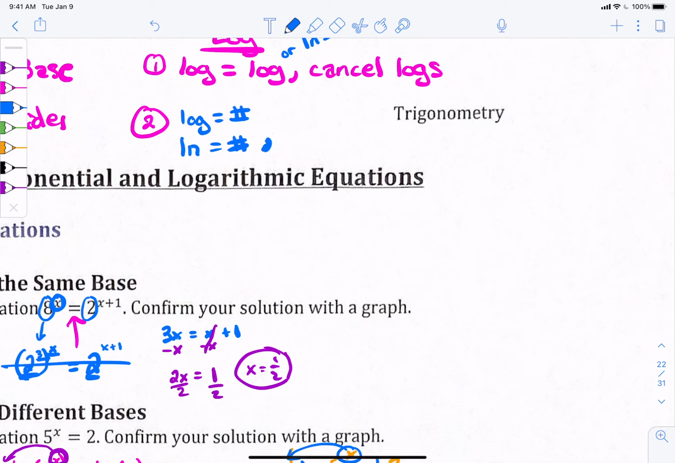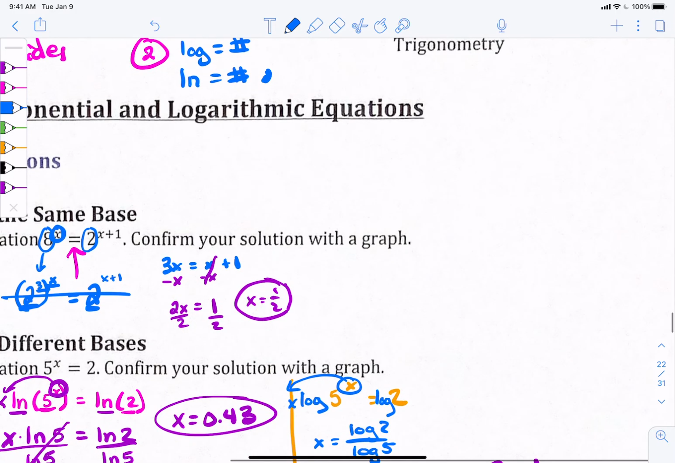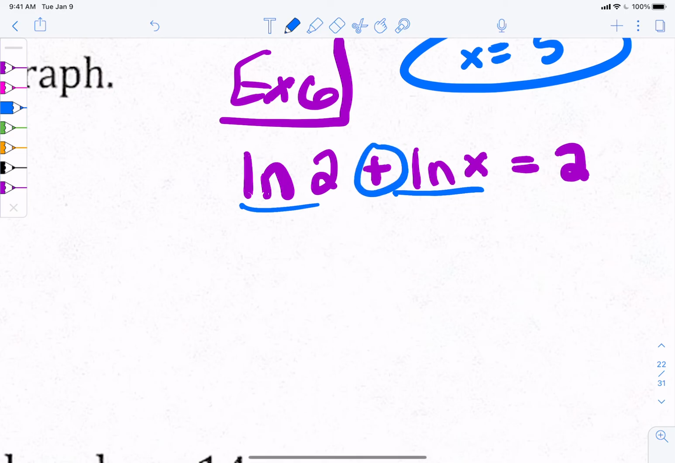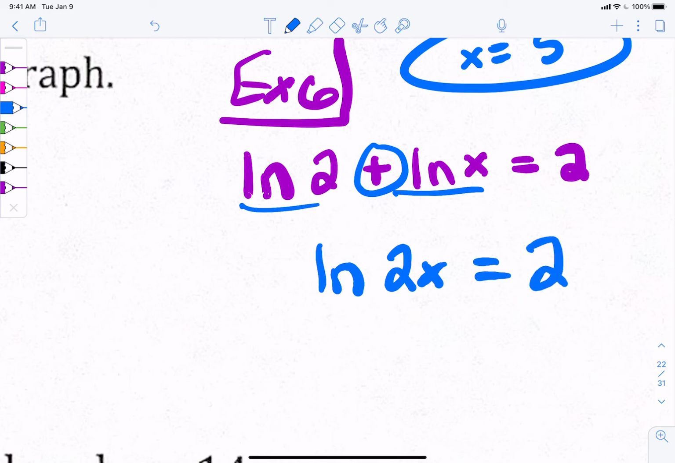Okay, let's go on down. Let's look at this guy. Before we can even fix him, we've got to combine the two ln's, right? The ln plus means multiply, so we have ln of 2x equals 2. And we have to solve this thing.